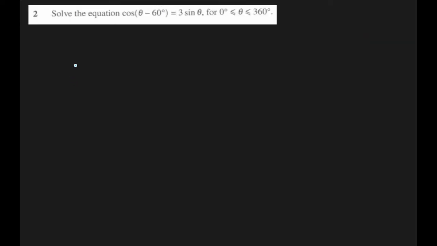Question 2. Solve the equation, this compound angle equal to 3 sine theta, and our answer should be between 0 and 360 degrees, which is good. Okay, so let me write down the question again. Cos of theta minus 60 equal to 3 sine theta.